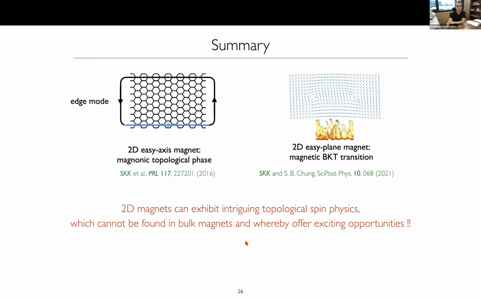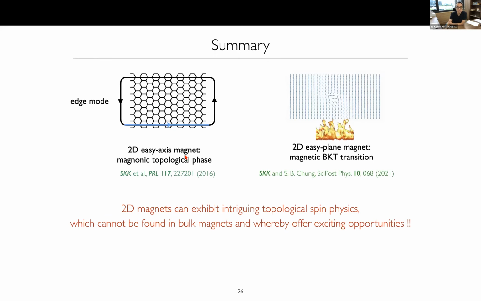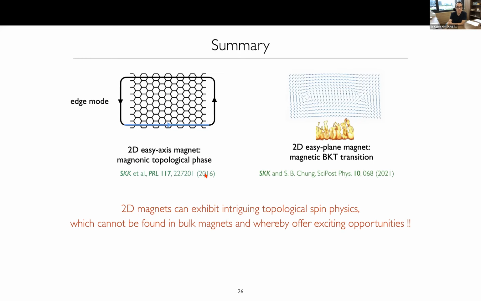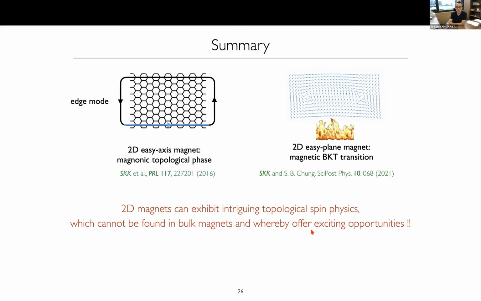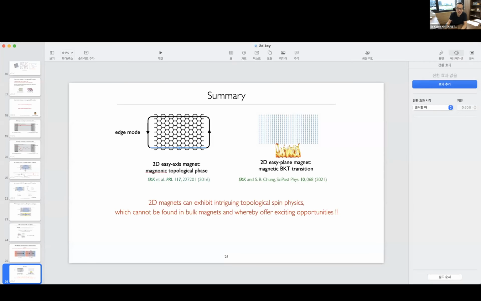So let me summarize my talk. A two-dimensional XYZ magnet can support magnonic topological phases, which involve magnonic edge modes that can be utilized in spintronic devices. Two-dimensional easy-plane magnets exhibit magnetic BKT transition, which is one of the first examples of a topological phase transition outside Landau's paradigm for symmetry-breaking transitions. So two-dimensional magnets can exhibit intriguing topological spin physics, which cannot be found in bulk magnets and thereby offer exciting opportunities. So thank you for your attention.